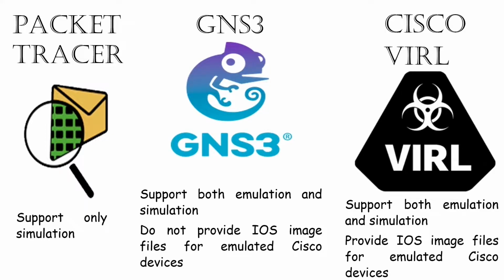If we talk about emulation, Cisco Packet Tracer does not support emulation at all. GNS3 supports emulation but does not provide Cisco IOS image files. You have to supply all necessary IOS image files. You can obtain an IOS image file from many sources. You can download it from the internet, purchase it from Cisco, copy it from a running Cisco device, etc.